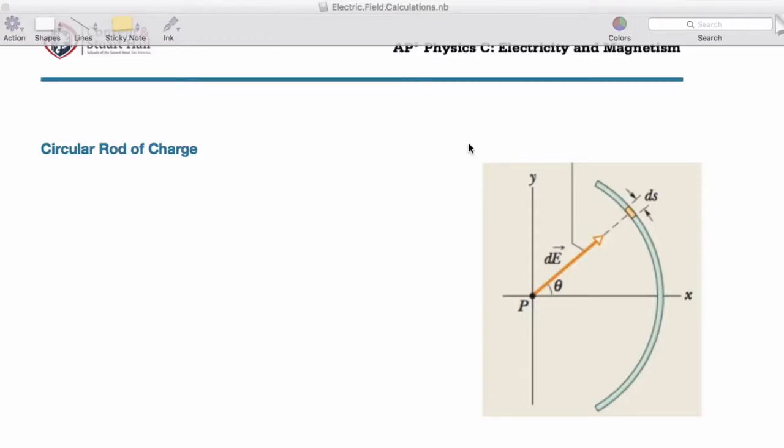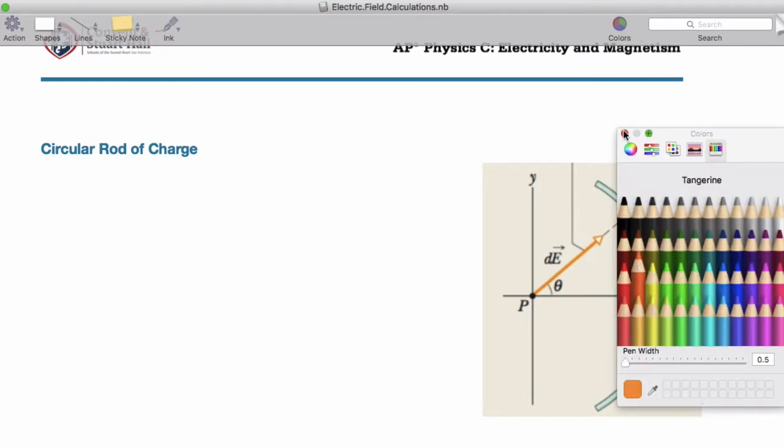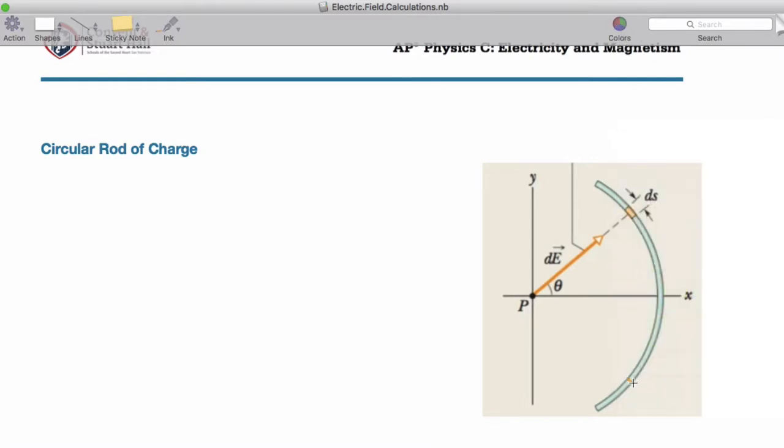Next, we have the circular rod of charge, and we're going to assume it's a negatively charged rod. That's why the electric field goes into the object. Now, notice something. We have this little chunk ds here, but then we also have a corresponding chunk ds of charge right there, and that's going to produce an electric field line that goes this way.